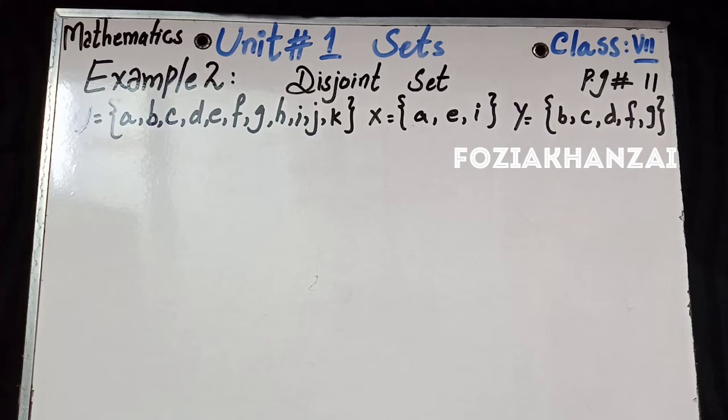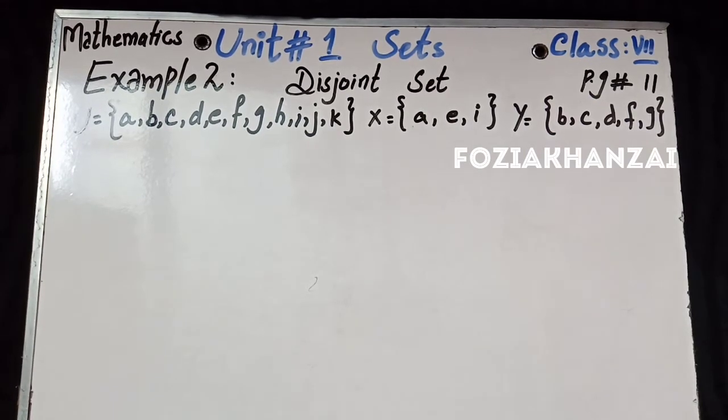Before this class, in the previous class, I explained overlapping sets. Overlapping set means at least one or more common elements. Now today our topic is disjoint sets. According to the definition, sets which do not have any common elements are called disjoint sets.